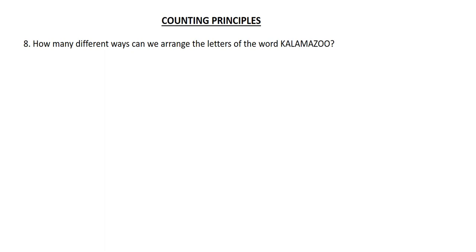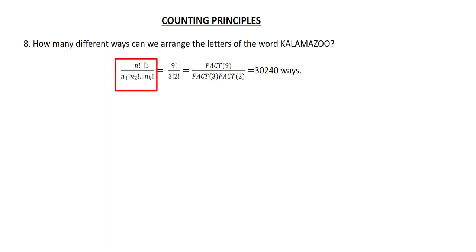Next, we'll go over some questions on counting principles. The first one here says, how many different ways can we arrange the letters of the word Kalamazoo? So now we're going to be using the permutation rule for the identical items. Now, this will be the formula right here. The total number of letters we have is 9. That's what we have on the top. And in the denominator, we are looking at the ones that repeat. A repeats 3 times, so we have 3 factorial. O repeats 2 times, then we have 2 factorial.